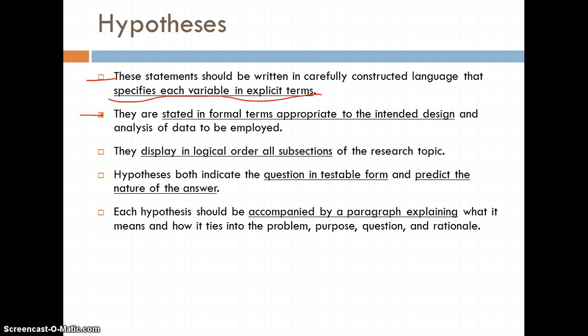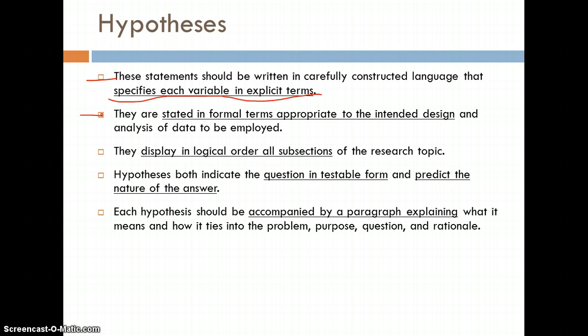Second, you want to state them in formal terms that are appropriate to the intended design and analysis of the data to be employed. For example, I just gave an example on the previous slide, and I said one way you could state the hypothesis for the playing football and student GPA question would be to say that there is a negative relationship between a student's football playing status and their GPA. Well, what does that tell us? That tells us that we're looking for an association. That's a correlation coefficient or a correlation analysis.